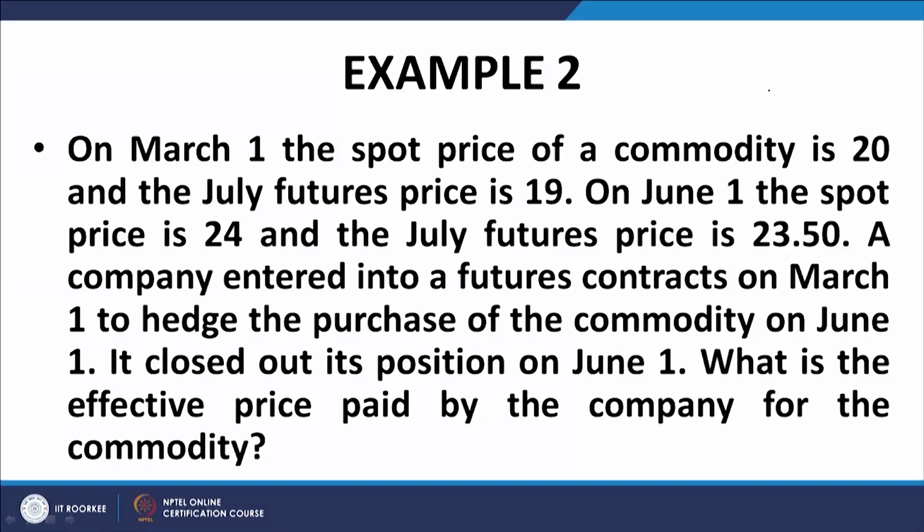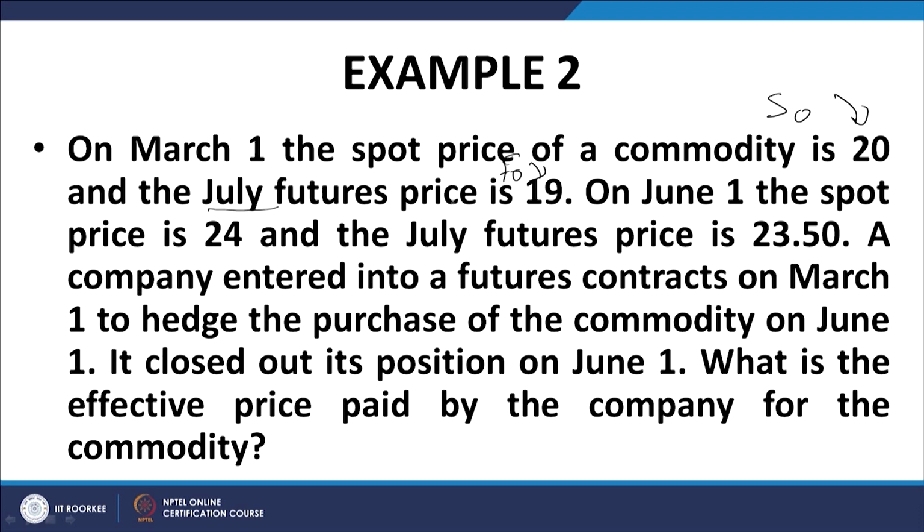Another example, a slightly different example. On March 1, the spot price of a commodity is 20, that is S naught is 20, and the July futures price is 19, this is F naught. Futures price on March 1 of a future which is going to mature for delivery in July. July is the delivery month of the futures contract, March 1 is today. So, this is nothing but F naught.